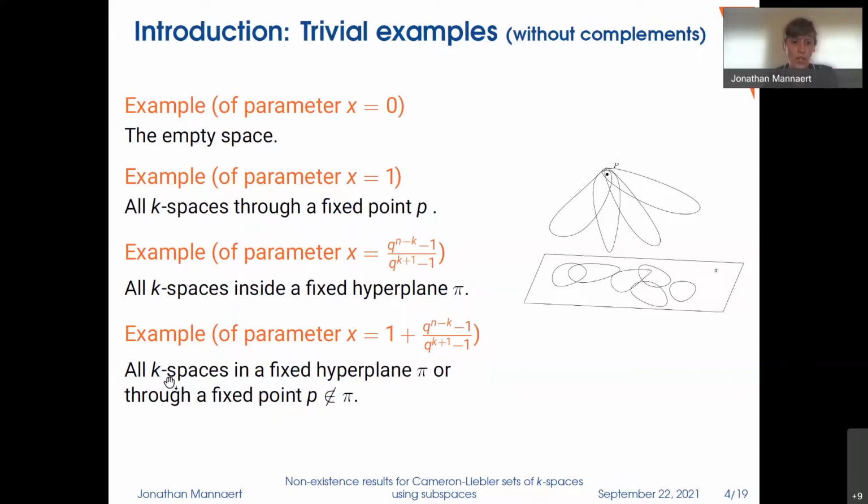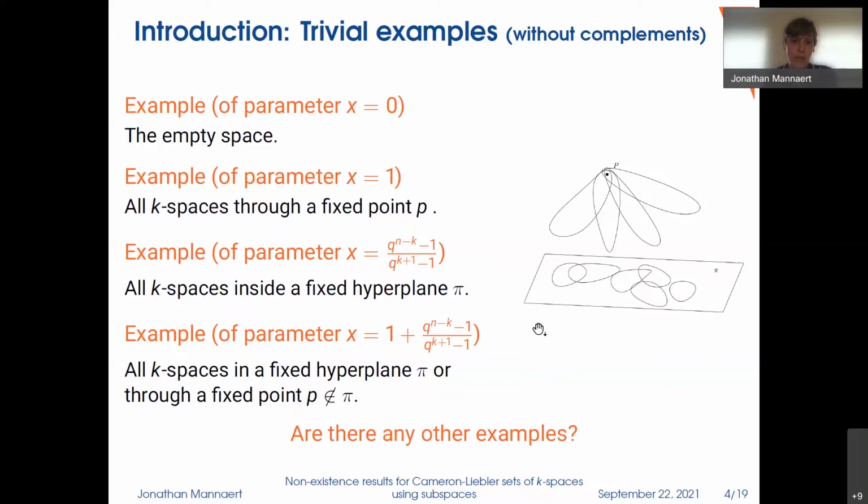We can also consider all k-spaces inside a fixed hyperplane or through a fixed point where the point is not inside the hyperplane, such as in the figure here. A question we could ask: are there any other examples? That's a very hard question. One of the methods that people try to solve this question is by trying to prove the negation. Are there any parameters x where we are definitely sure that there aren't examples to find?